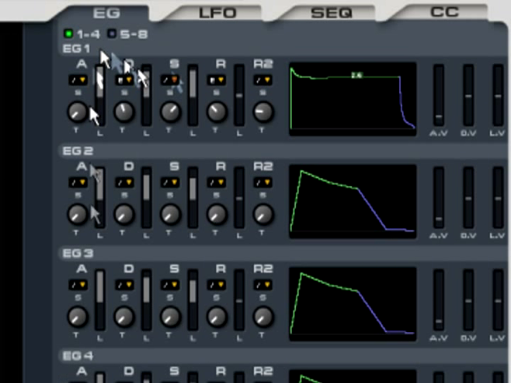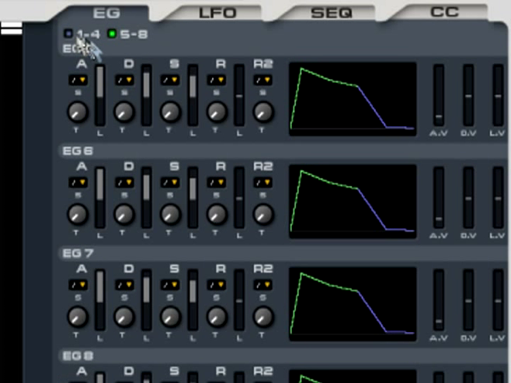The next thing you might want to know is that you have 8 envelope generators. So here you see 4, and then if you click this little button, you get 4 new ones. So 1 to 4 is here, and 5 to 8 are here.